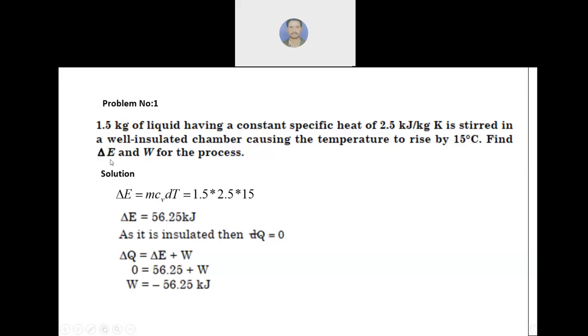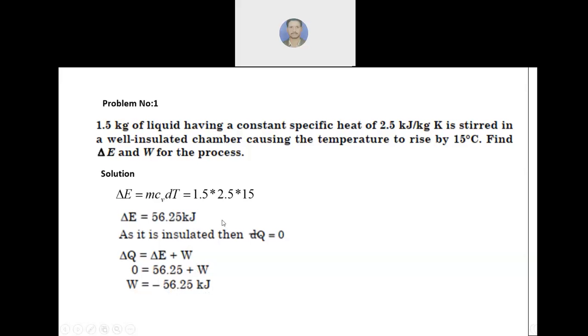So first you have calculated delta E. Next, work done. How will you get work done? It is given that the chamber is insulated. Chamber is insulated means heat transfer is 0, meaning delta Q equals 0. Now write down the first law of thermodynamics: delta Q equals delta E plus W. Delta Q equals 0, and delta E you have already calculated. Put the values and you will get the unknown, which is work done. W equals minus 56.25 kilojoule.